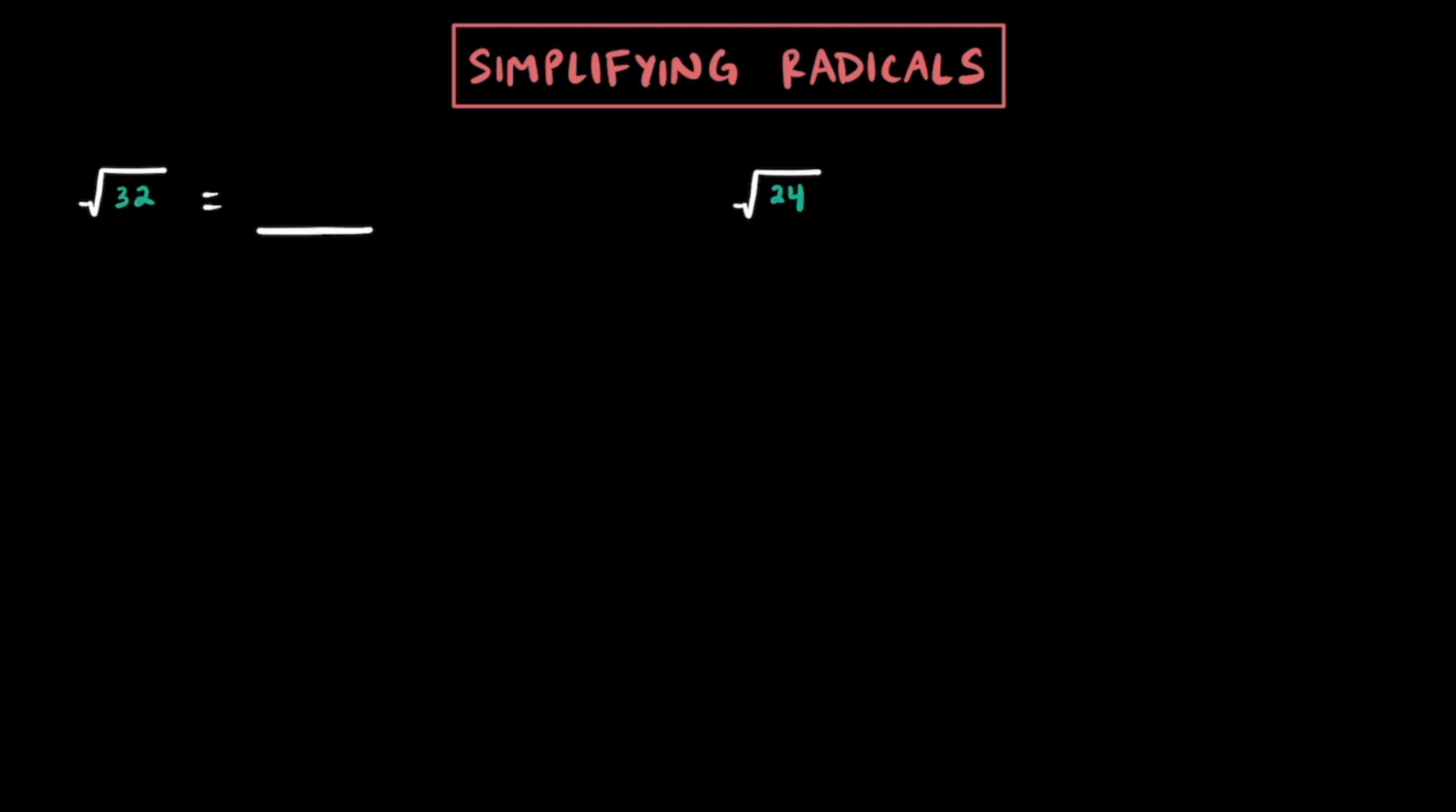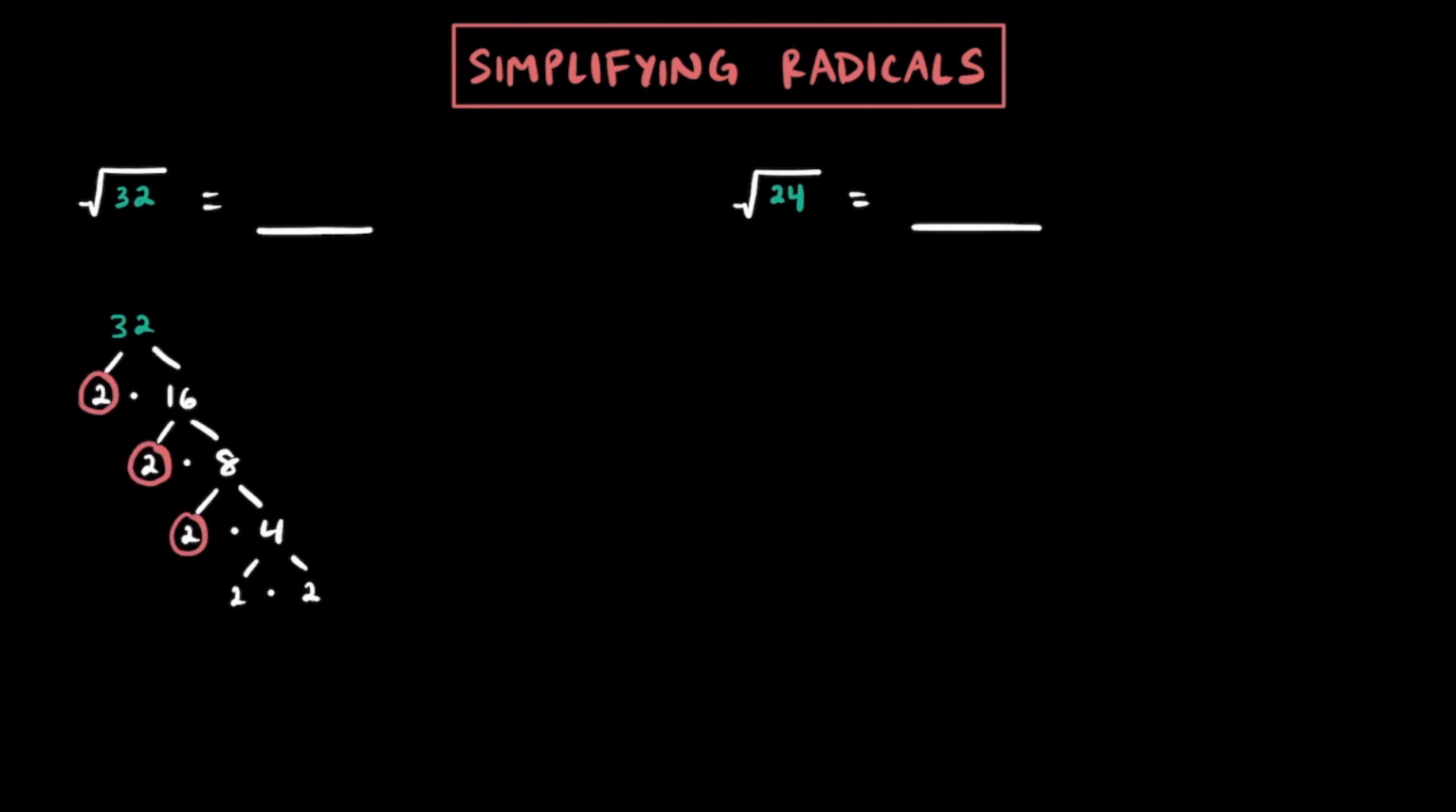Here's two more examples. Let's simplify the square root of 32. And if you'd like to try it on your own first, go ahead and pause the video before we continue. It turns out the prime factorization of 32 is going to be 5 2's multiplied together. Combining the two pairs of 2's all together, 2 times 2 times 2 times 2 will equal 16, and we have a leftover 2 that doesn't have a pair.